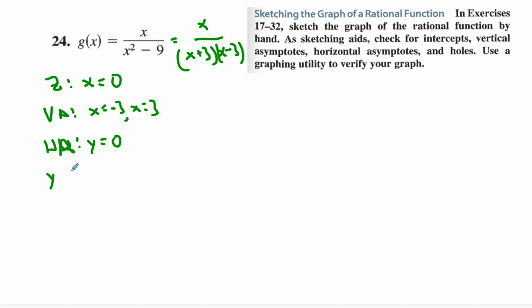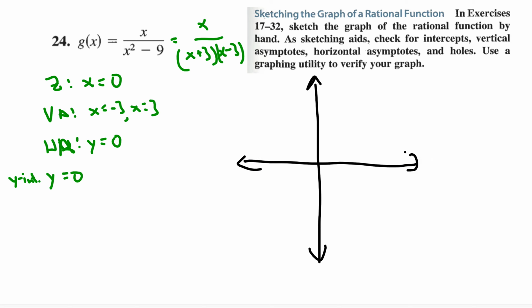Y-intercept. Well, when you plug 0 in, 0 squared minus 9 is negative 9, but 0 over anything is 0. So the y-intercept is equal to 0. But it also has a zero at 0, so that doesn't tell us a whole lot. It's kind of unfortunate, right? But we definitely know that 0 is a point on the graph. We also know that there are vertical asymptotes at 3 and negative 3.